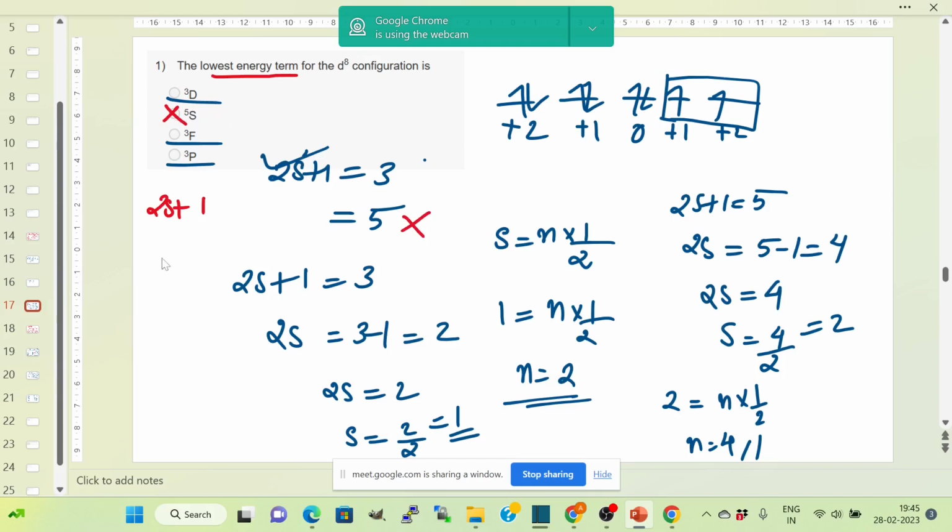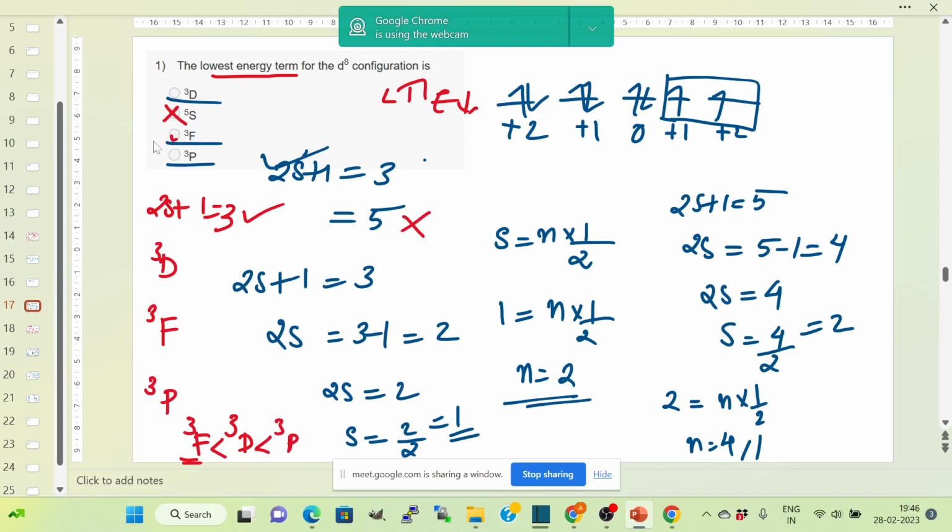Now our options are 3D, 3F and 3P. For all of these 2s plus 1 is equal to 3 and this is okay, right? Since they are the same for all, we can't compare on that, but we can now compare the L values. As I said, whenever L is high, energy will be low. So the highest L value is for F, then for D, then for P. So the order will be 3F less than 3D less than 3P. So the lowest energy term is 3F. Is this clear?